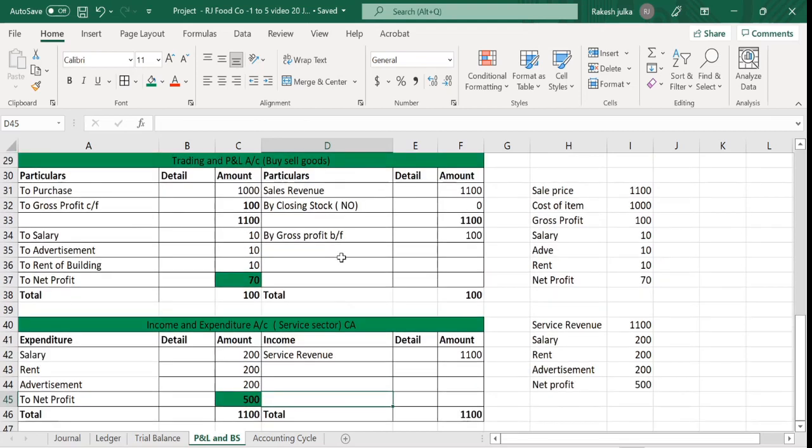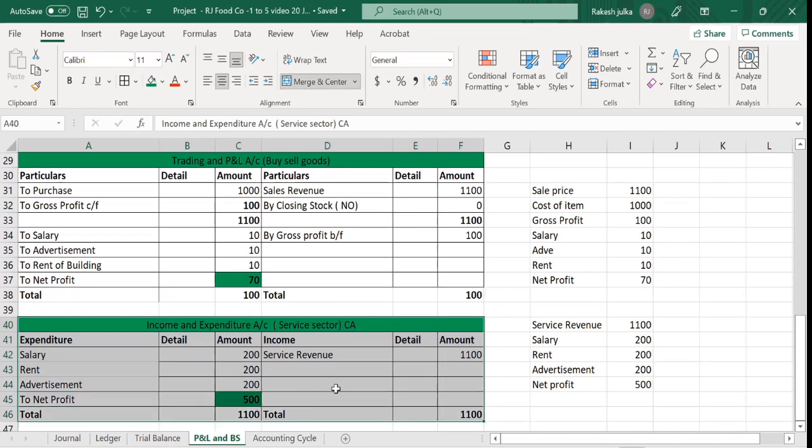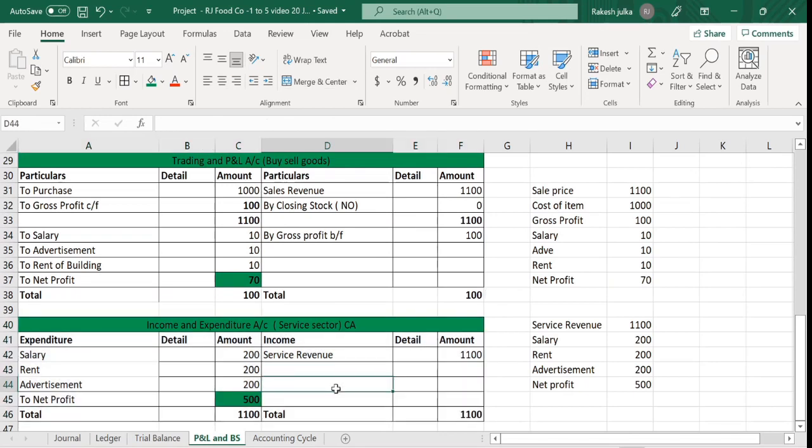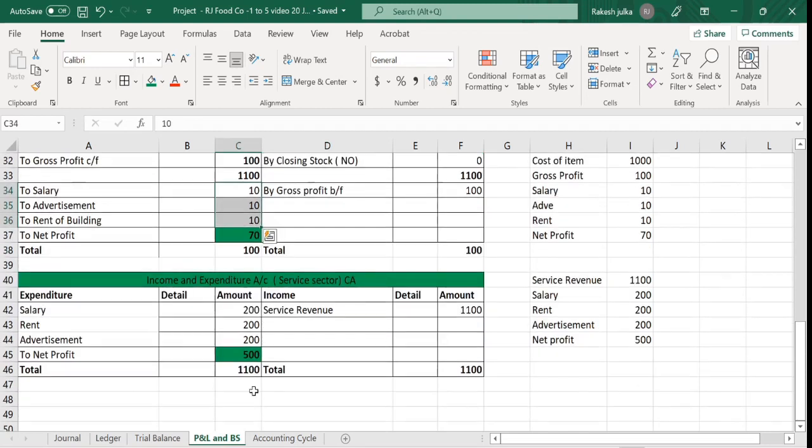This is the reason that normally we say the profit and loss account is also known as the income and expenditure account, because there is no difference in the profit and loss account. Definitely we need to know the gross profit. The gross profit is there, and after that all the expenditure that we write here. Same is the case in the income and expenditure account.